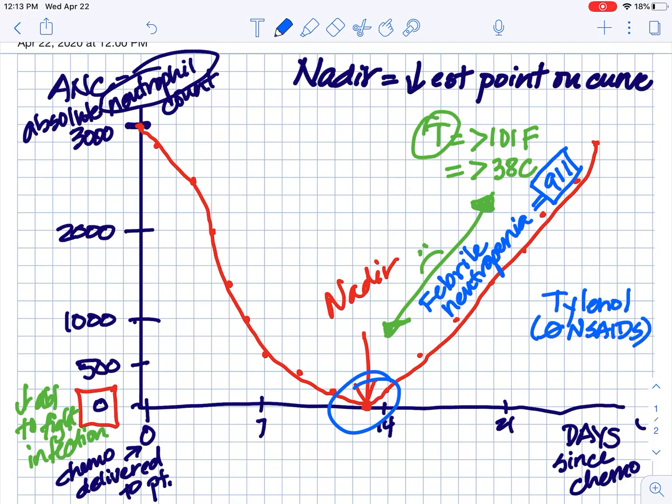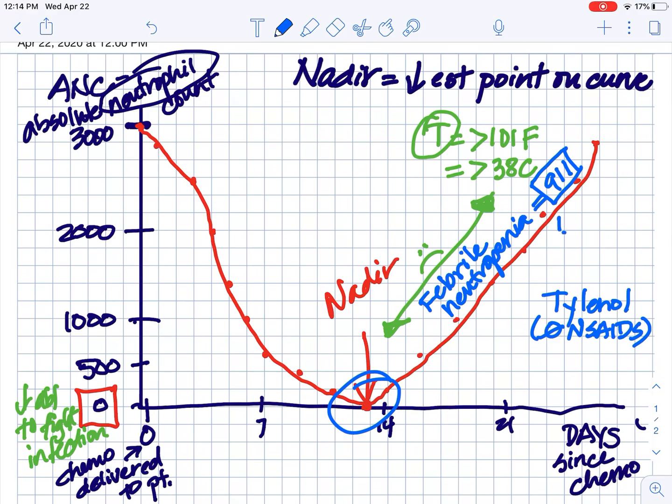Why am I going through all of this for a pharmacology course? Because when you give chemo and you give medications, you have to take care of the things that occur as a result of delivering those medications. Okay, so Tylenol is fine, but that's not your first priority. Your first priority is to help identify whatever it is that's causing this infection.